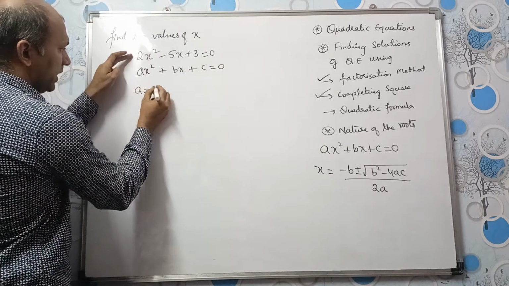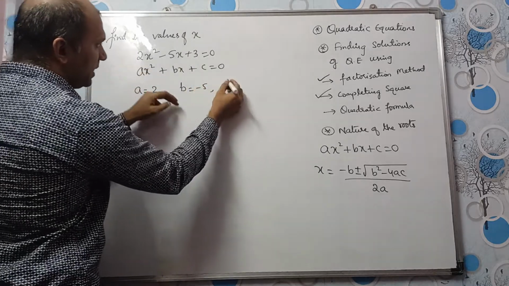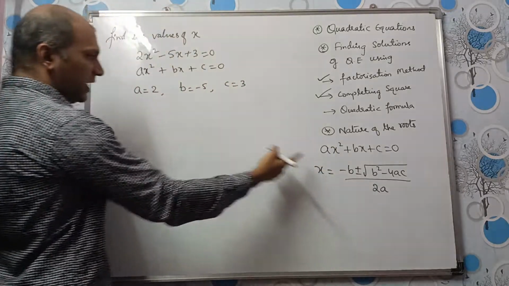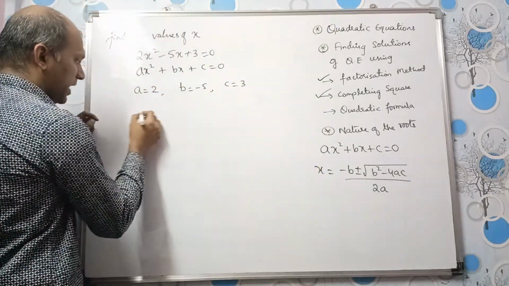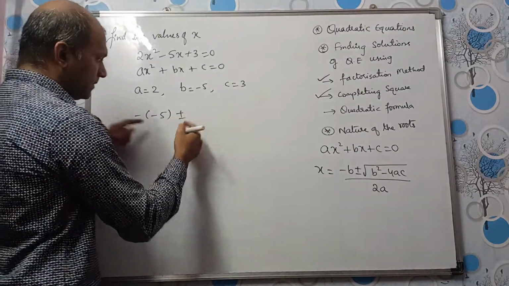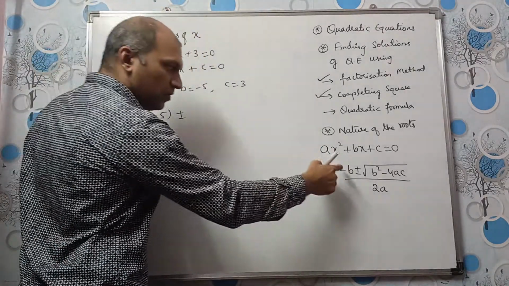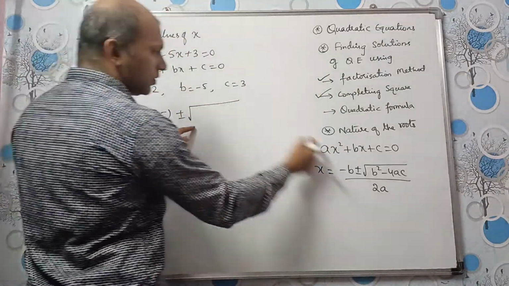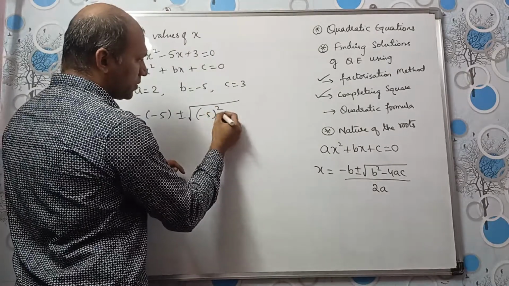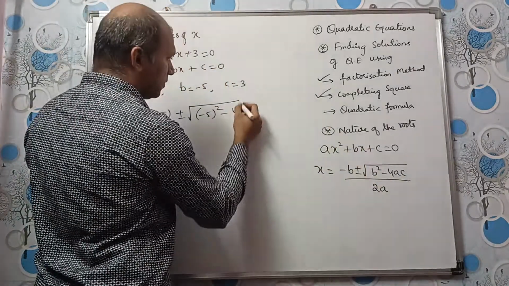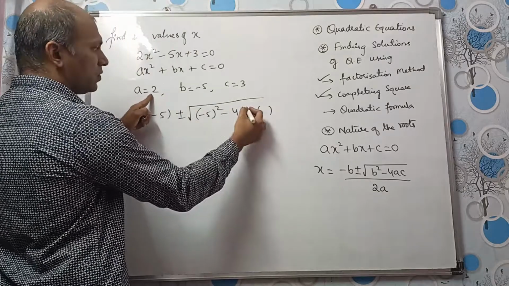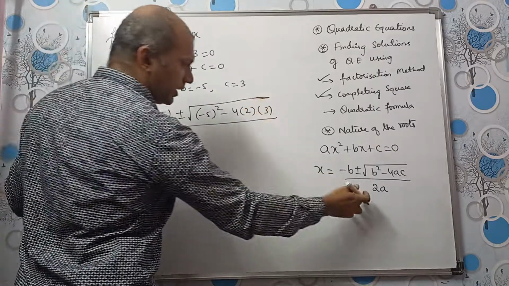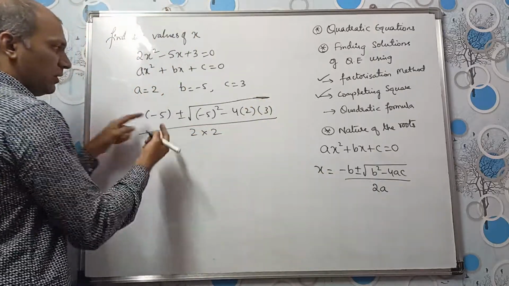What is the value of a? a is equal to 2, b is equal to minus 5, c is equal to 3. Substitute these values in this formula, we'll get the values of x. See, minus b, right? So minus of minus 5, b is minus 5, right? So it is 5 plus minus root of minus 5 whole square minus 4ac. So 4a into c, a is 2, c is 3, whole divided by 2a, 2 multiplied by 2.